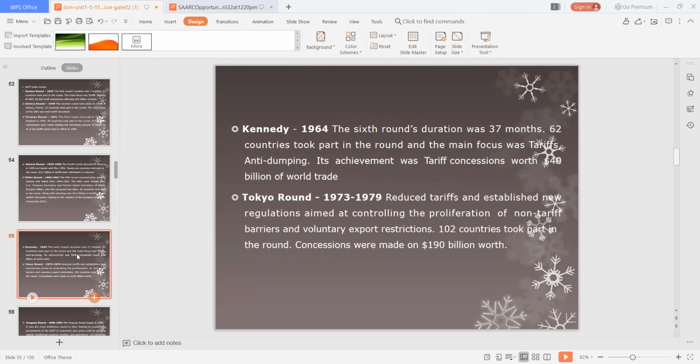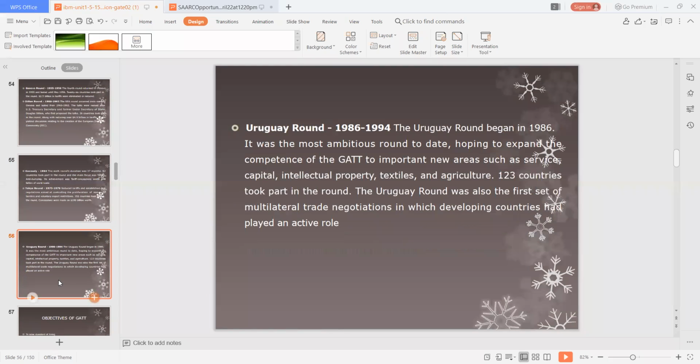So see this, various rounds taken care of, how it happens with the GATT and everything. So many rounds, Kennedy 1964. So the Uruguay round is the recent one, 86-94. The Uruguay round began in 1986. It was the most ambitious round to date, hoping to expand the competence of GATT to important new areas such as services, capital, intellectual property, textiles, and agriculture. 123 countries took part in the round. The Uruguay round was also the first set of multilateral trade negotiations in which developing countries had played an active role.